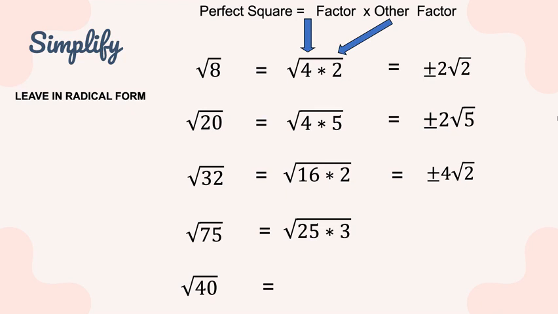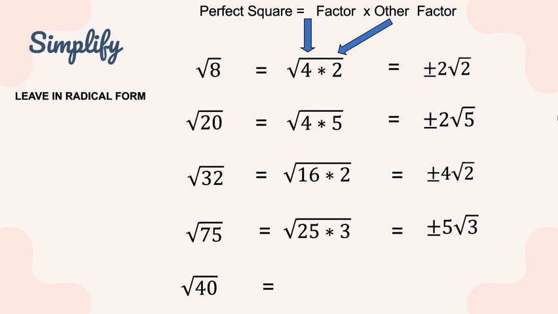So the square root of 25 is, well, what times itself equals 25? Positive 5 and negative 5. So plus or minus 5. I cannot take the square root of 3, so my answer is just plus or minus 5 times the square root of 3.